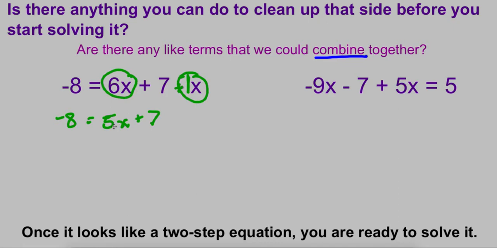Once I've combined together everything I can, now I can solve. They added, so I'm going to subtract. But subtracting and negatives don't go along, so I'm going to make it into adding the opposite.